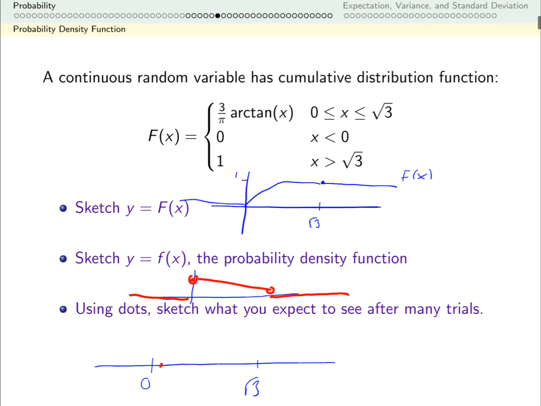So I pick a random number and it's here, I pick a random number and it's here, I pick a random number and it's here, pick a random number, random number, random number. I expect to see greater density by 0 and less density by root 3. So if I were to pick a bunch of numbers, make a dot at the number every single time, roughly this is what I expect based on my density function. Denser here, higher density. Less dense here, lower density.